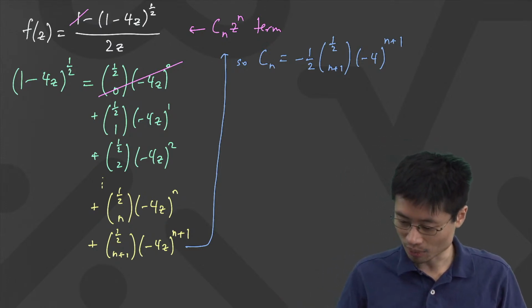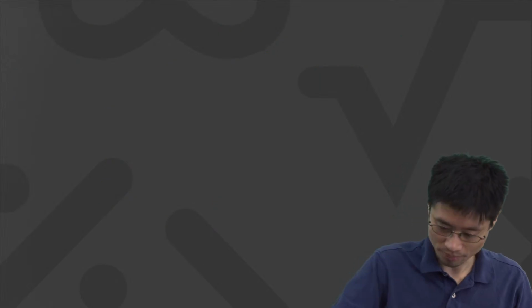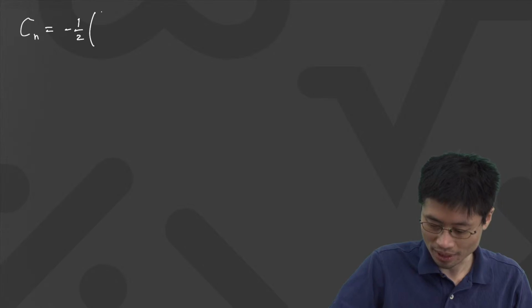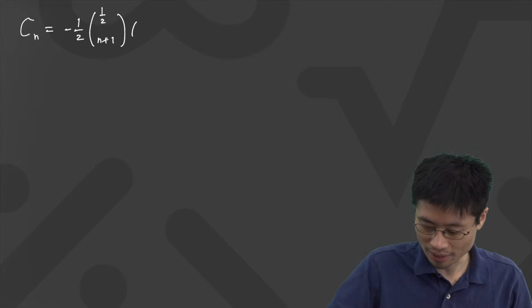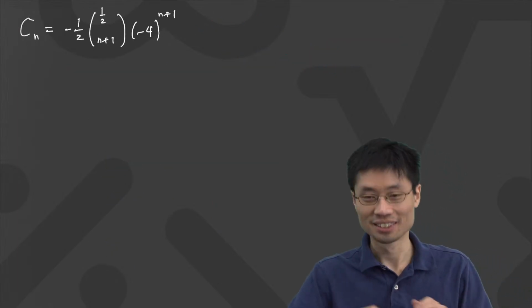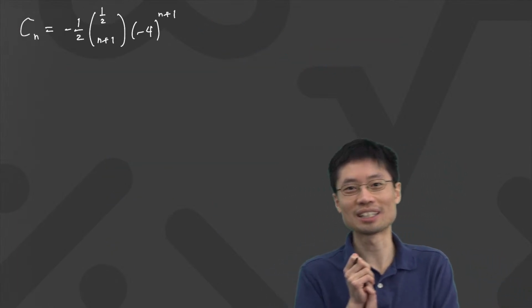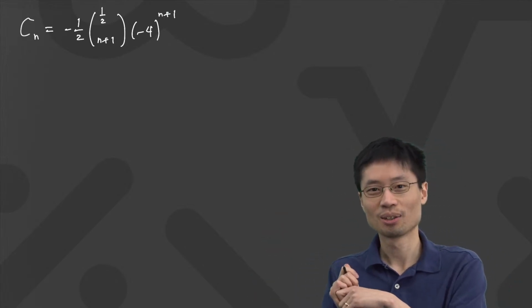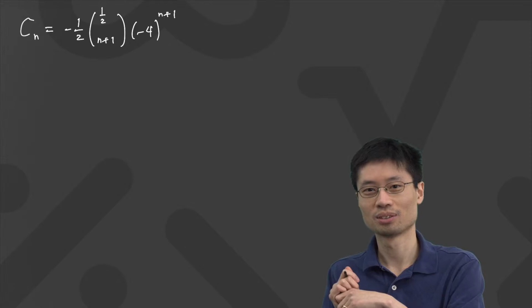So Cn is equal to negative a half times a half choose n plus 1, and then it was negative 4 to the power n plus 1, I think. Yes. All right. Any suggestions? How could I try to clean this up? If you were supposed to do a half choose n plus 1, I guess we could just do it.